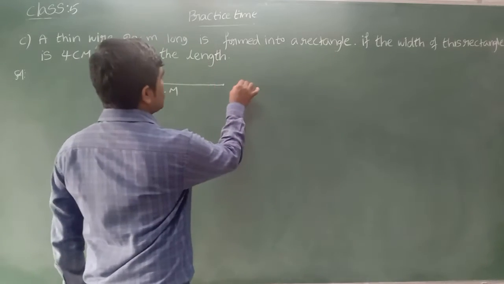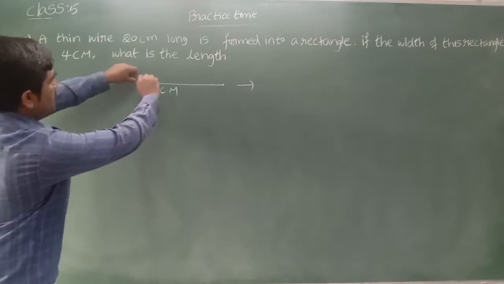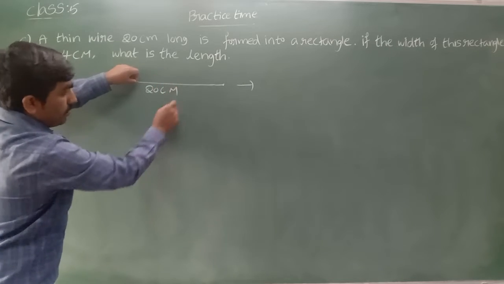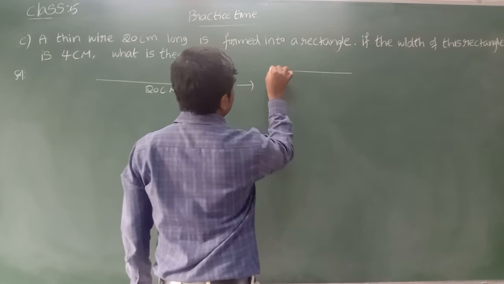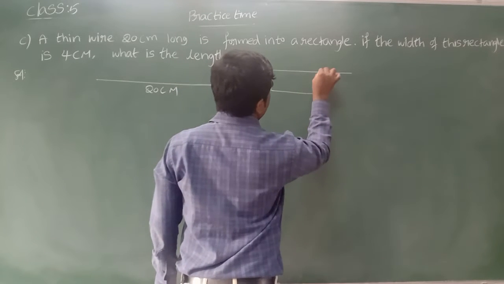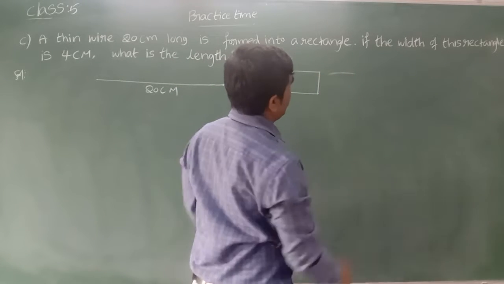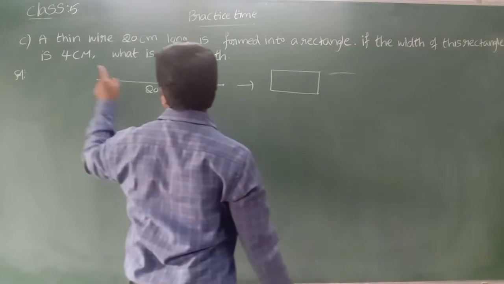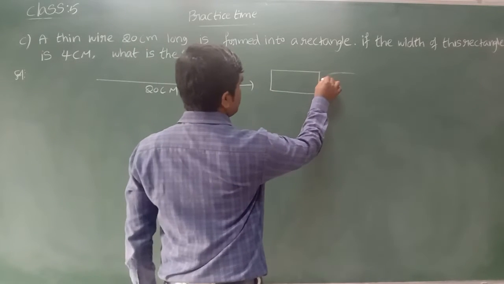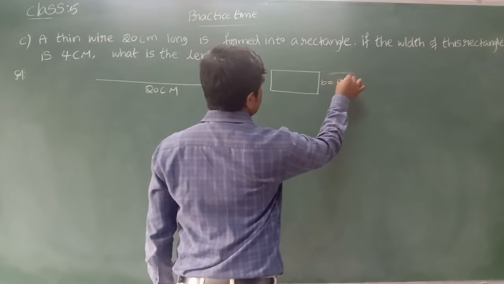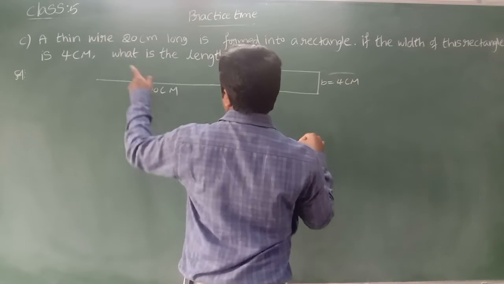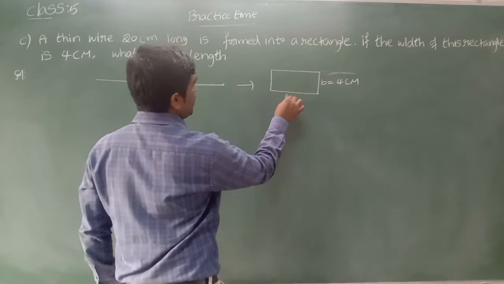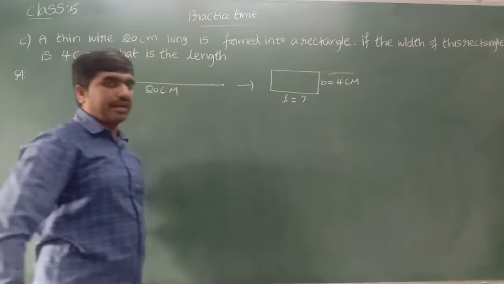They will bend this wire and make a rectangle. If the width of the rectangle is 4 centimeters, width is also called breadth. What is the length of the rectangle? They are asking for the length.